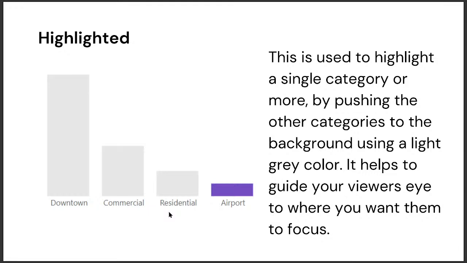So this highlighted category still represents that these are all different categories, but it helps viewers focus on where you want them to. Using just this color is going to make them look at this airport. This is where I want you to look, but these others are still important in my storytelling. I'm just pushing them to the background so you can focus. You can also highlight more than one category depending on what you want to tell. So if you're talking about two categories, you can highlight another category as well.